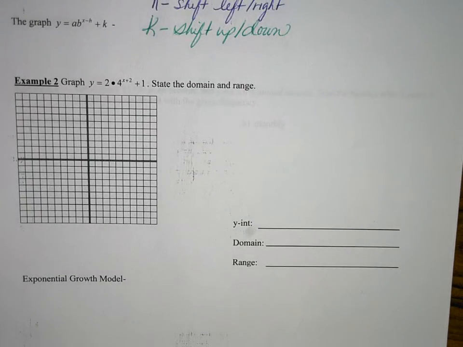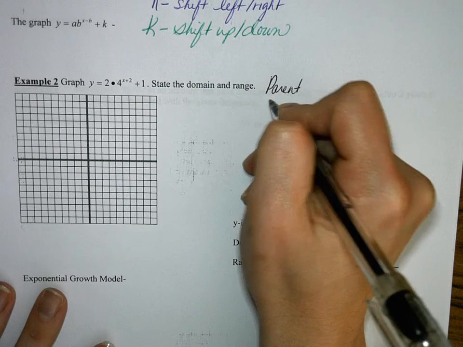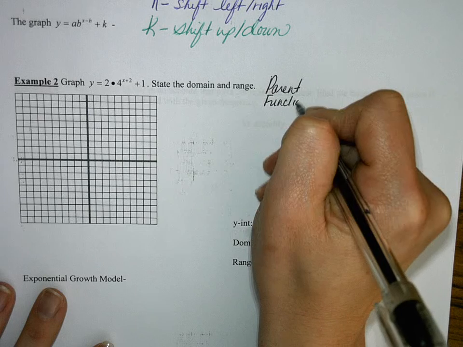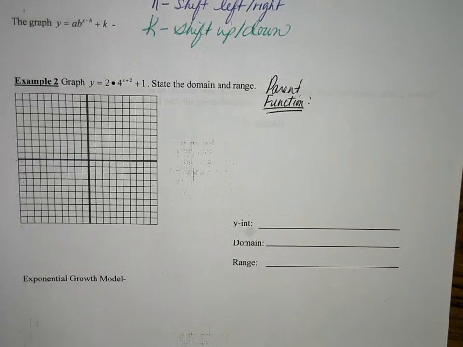Graphing y is equal to 2 times 4 raised to the x plus 2 plus 1. Now, I'm going to be very picky about this. I want more than one graph. I want you to start out with your parent function. Remember, as we've looked at other function families, our parent function is always everything through the x. So in this case, can somebody tell me what my parent function is going to be?